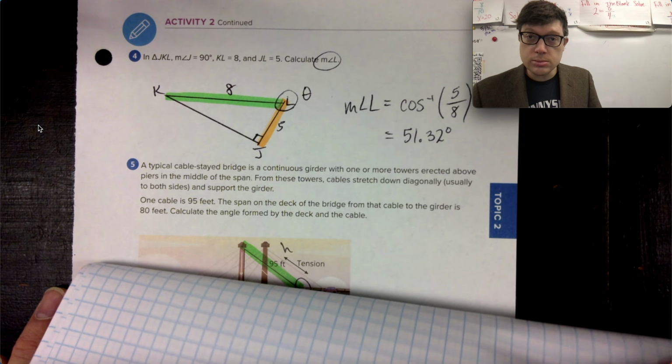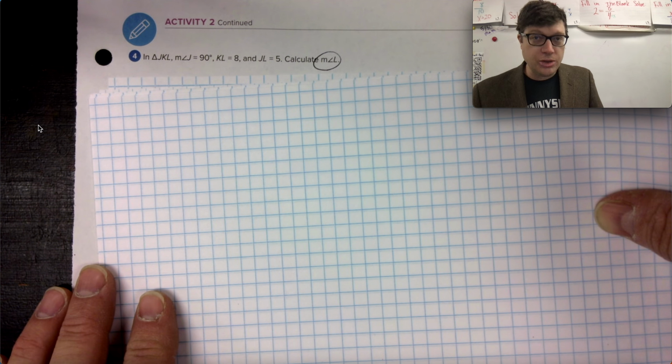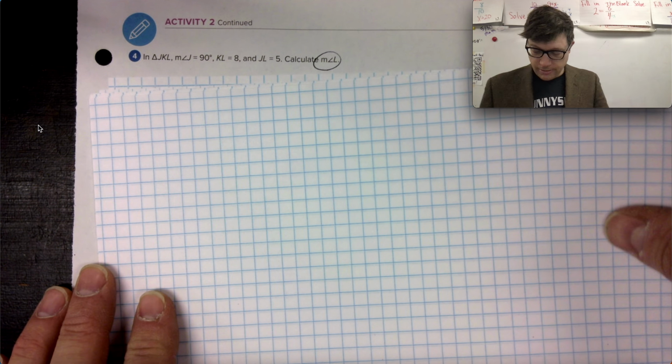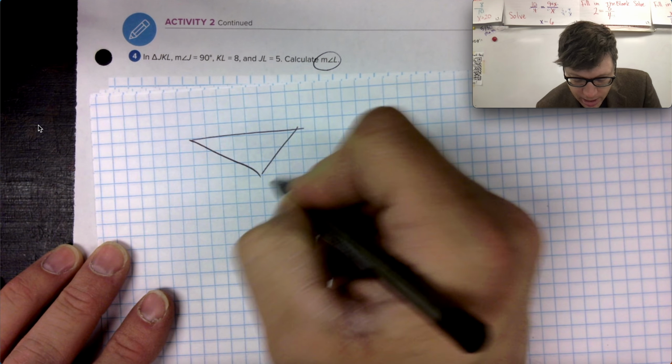Well, start by drawing JKL on your paper. In fact, I'll do it right now. I'm going to do this totally freehand. This is the worst way to do it possible.